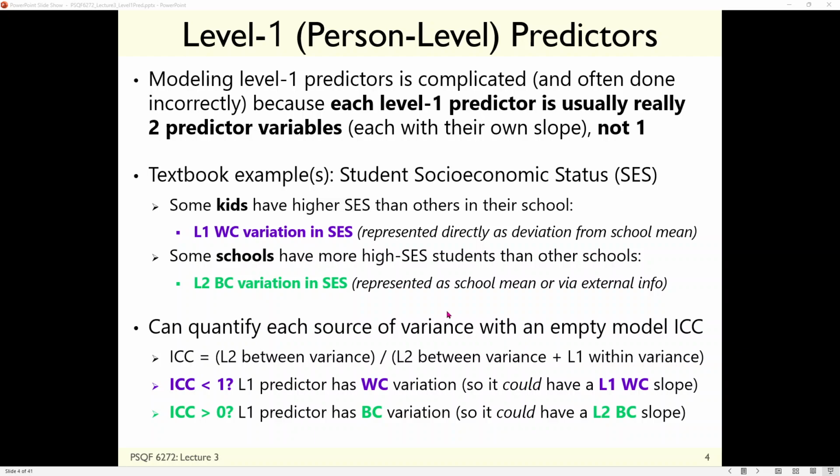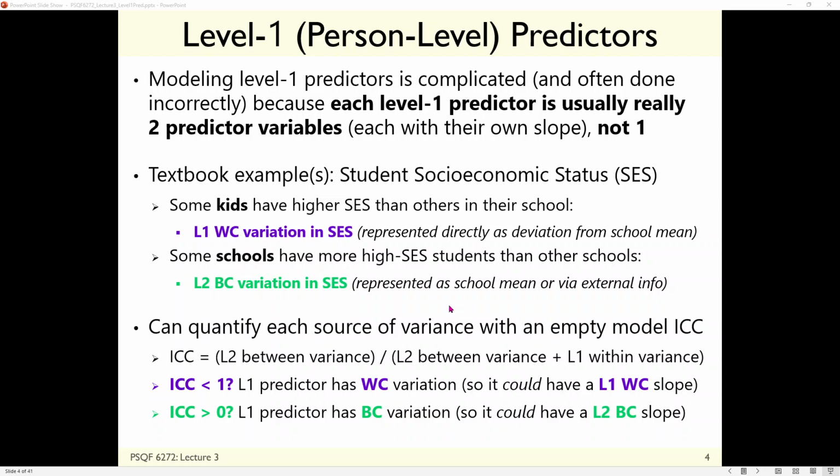In the level 2 predictors that we were looking at in your homework and in example 2, what would their intraclass correlations be? For a level 2 predictor, if I pretended it was an outcome and I fit an empty model for it, what would its intraclass correlation be? 1 or 0. There's really only 2 choices here, right? Yeah, it's 1. A level 2 predictor is all cluster differences, all between. It should have an ICC of 1.